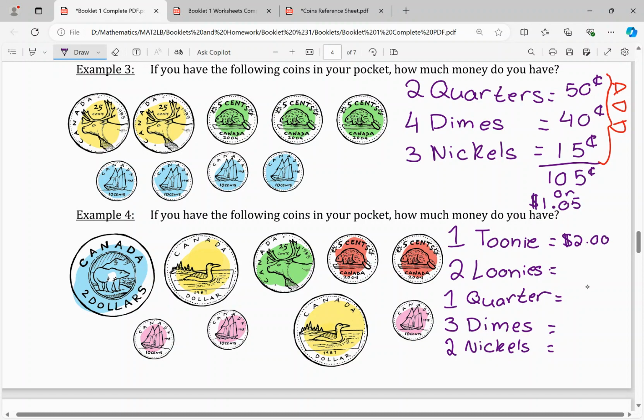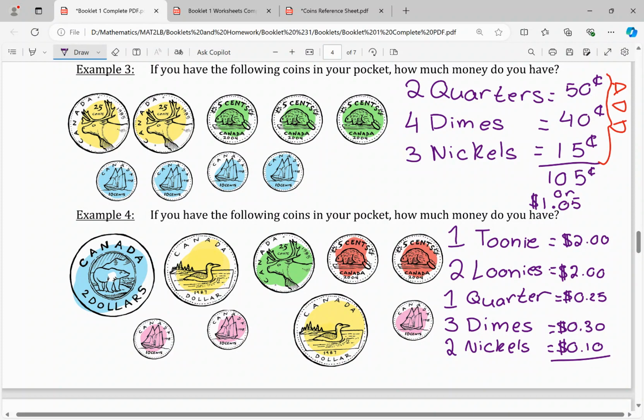$2. 2 loonies. Since each loonie is worth $1, 1 plus 1 gives us $2 worth of loonies. 1 quarter, that's just 25 cents. 3 dimes, each dime is 10 cents, so 10 plus 10 plus 10 gives us 30 cents. And 2 nickels, 5 plus 5 is 10, so that gives us 10 cents.